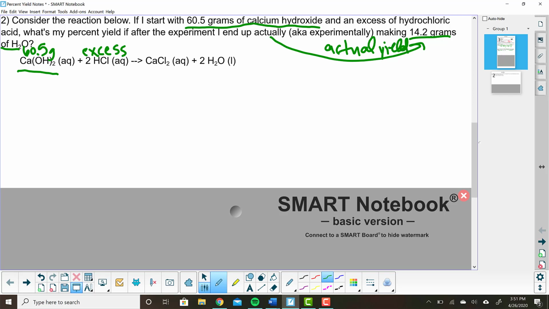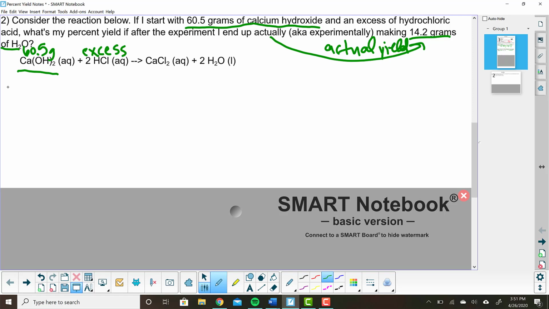Now remember, I said that you have to compare apples to apples. If I actually made 14.2 grams of water, I need to know theoretically how much water I could have produced. If you notice, that 60.5 grams is of calcium hydroxide, not water. So I'm going to have to do some stoichiometry to figure out how much water could be made by this 60.5 grams of calcium hydroxide. So that's where I have to go first.